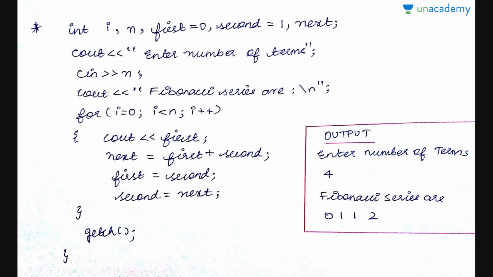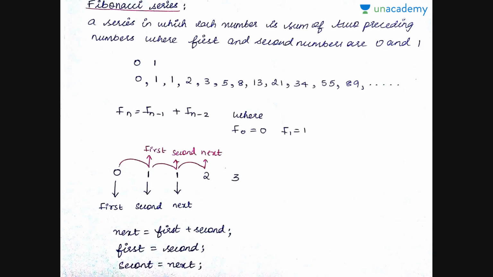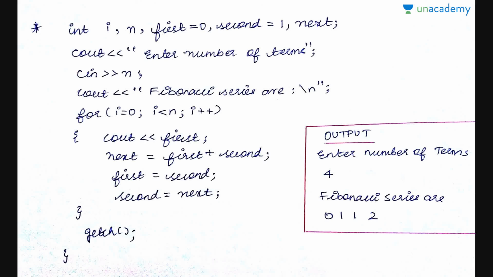Let us see the segment of C++ code. Initially first is 0 and second is 1, and next we have to calculate. Hence we initialize three variables and we ask the user to enter the number of terms to calculate. The Fibonacci series keeps on going. If the user says he wants to calculate the first 5 numbers, then it goes 0, 1, 1, 2 and 3. It will stop up to that.